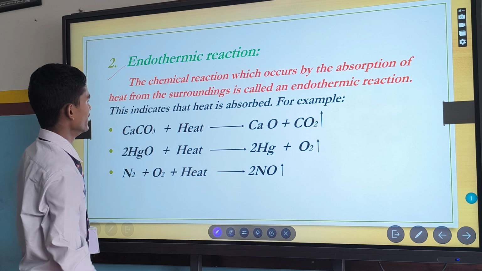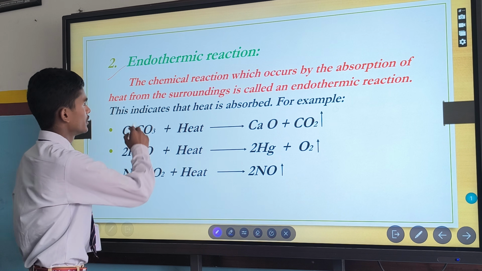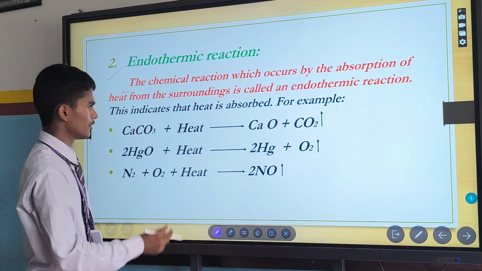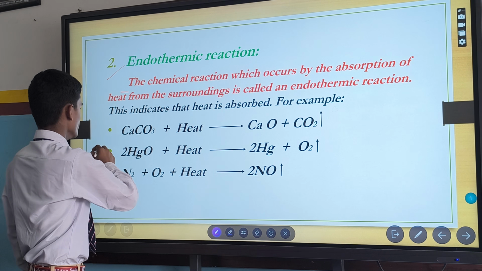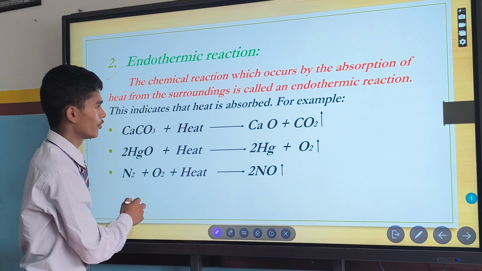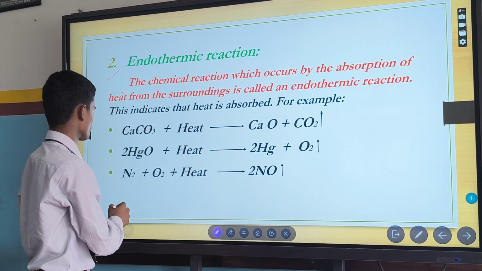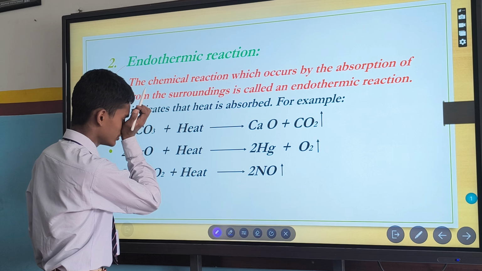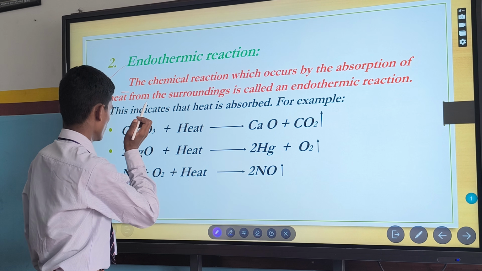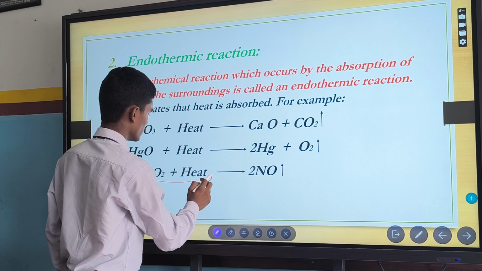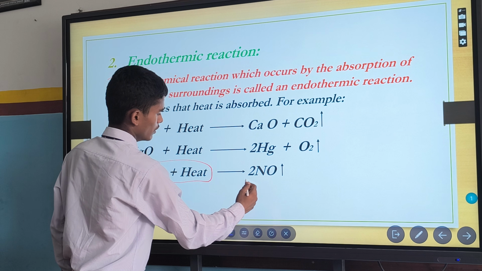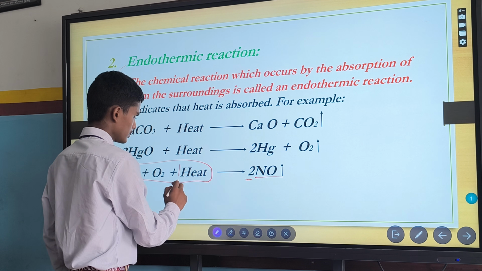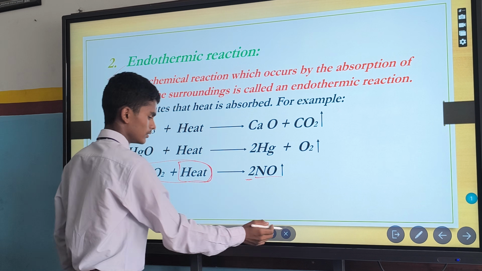The second one is endothermic reaction. The chemical reaction which occurs by the absorption of heat from the surrounding is called endothermic reaction. This indicates that heat is absorbed from the surroundings. For example, when nitrogen, oxygen and heat react, then nitrogen oxide is produced. In this, heat is absorbed from the surrounding.